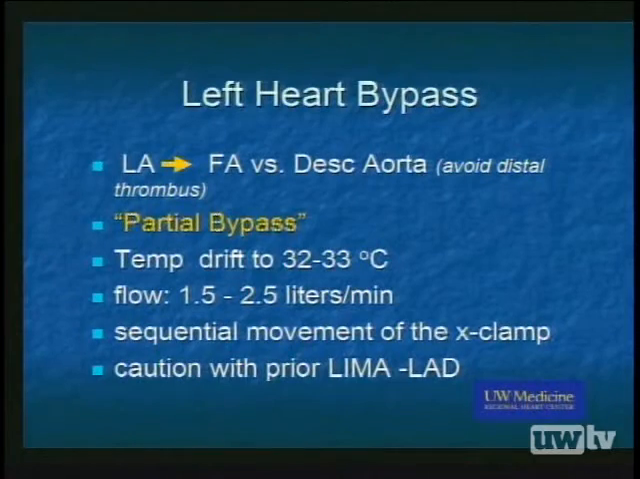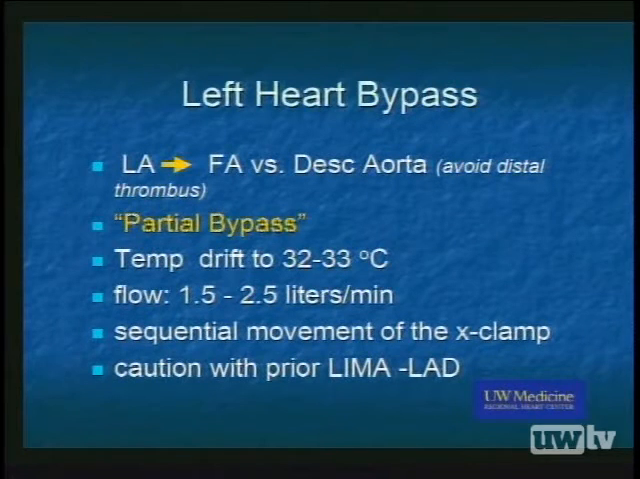With left heart bypass, we drain oxygenated blood from the left atrium, and it is returned to either the femoral artery or the descending aorta. If you do want to return blood to the descending aorta, be careful to avoid placing your cannula near known thrombus or clot in the aneurysm, as you could produce embolization.